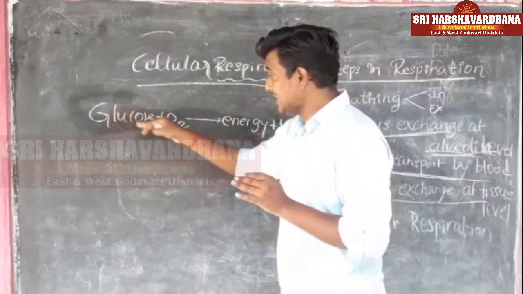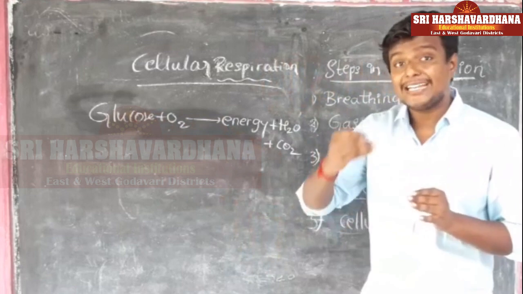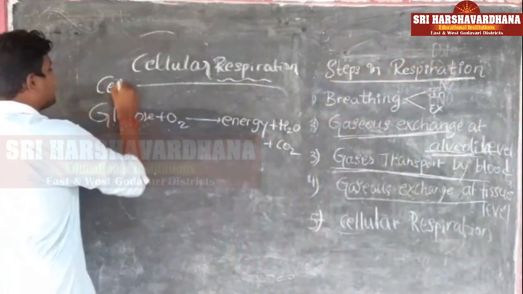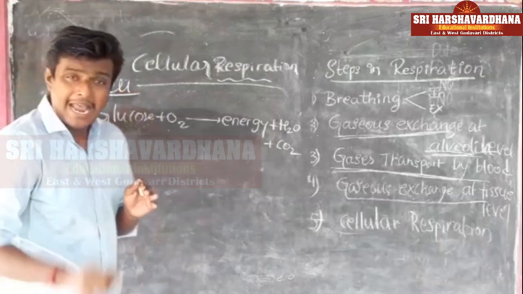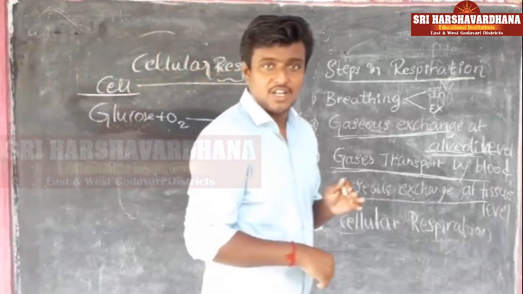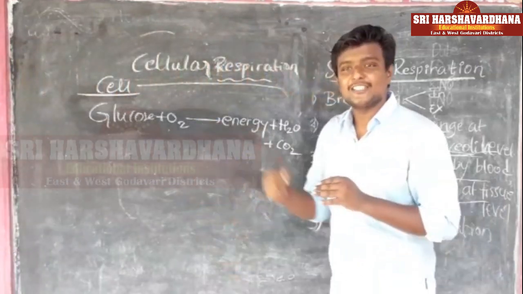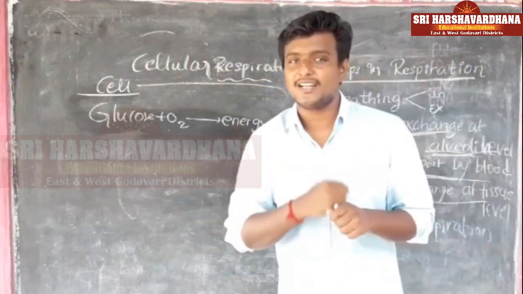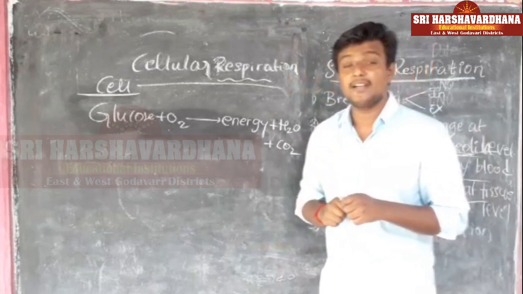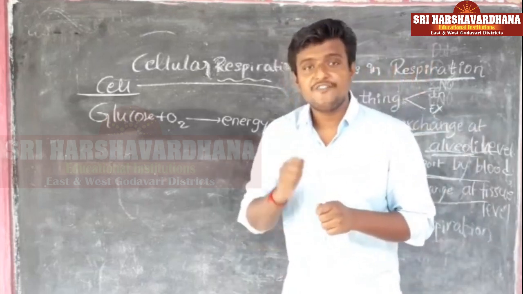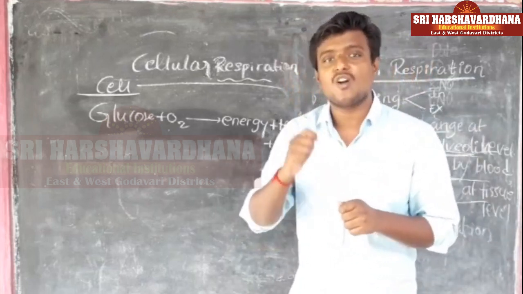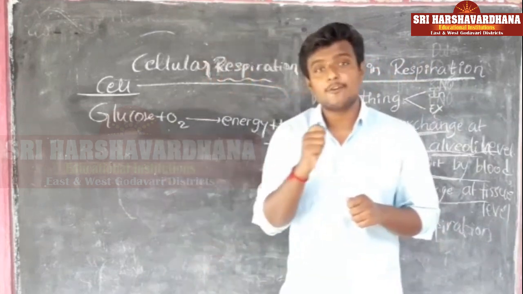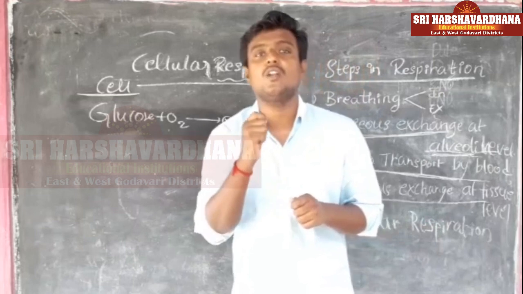But where is this respiration process done? It is done at the place of the cell. That's why we call this respiration cellular respiration. Cellular respiration means that at the place of the cell, glucose and oxygen both react and liberate the energy. That process we call cellular respiration.